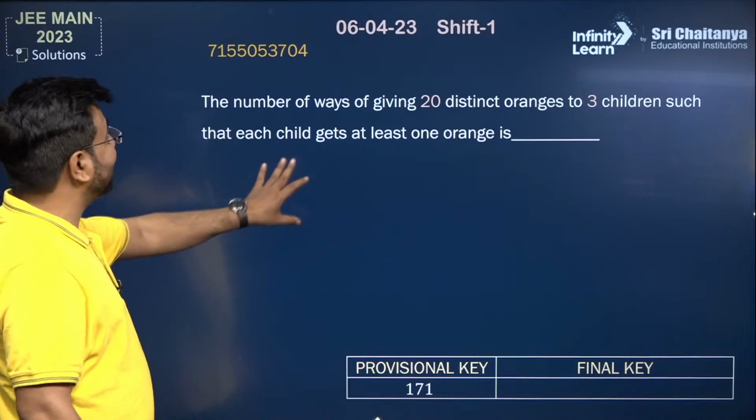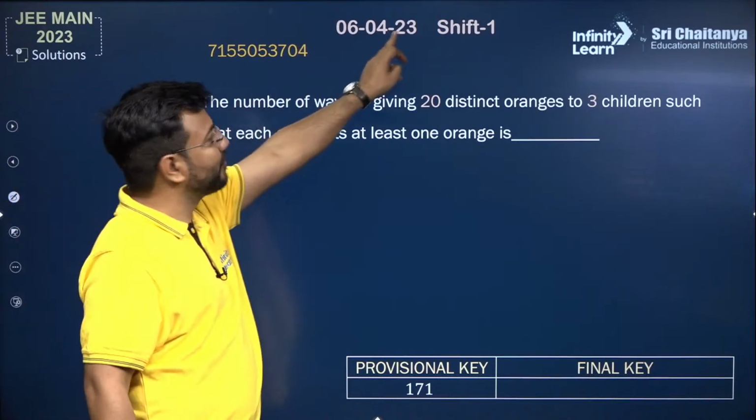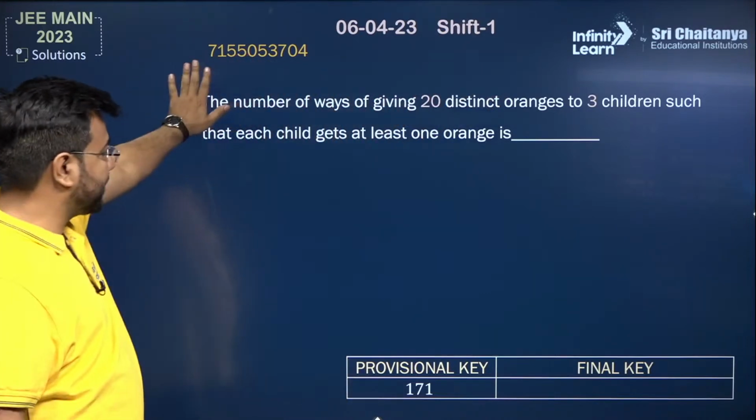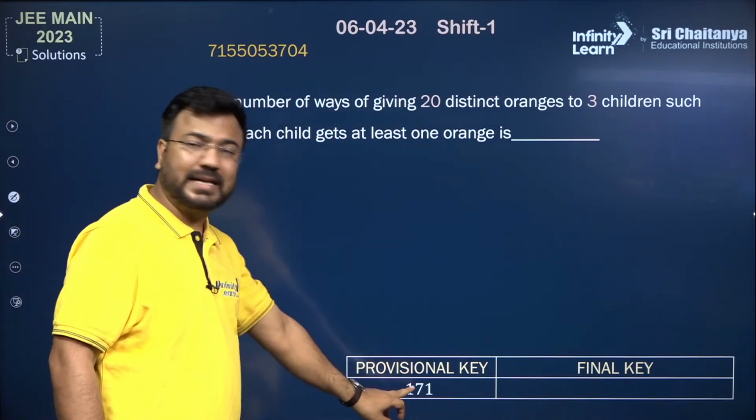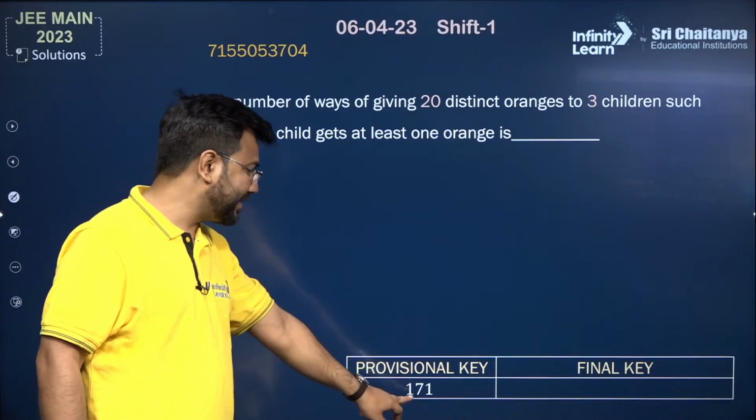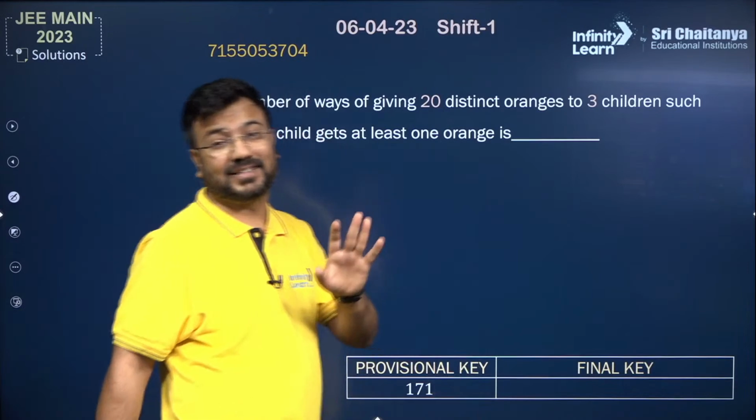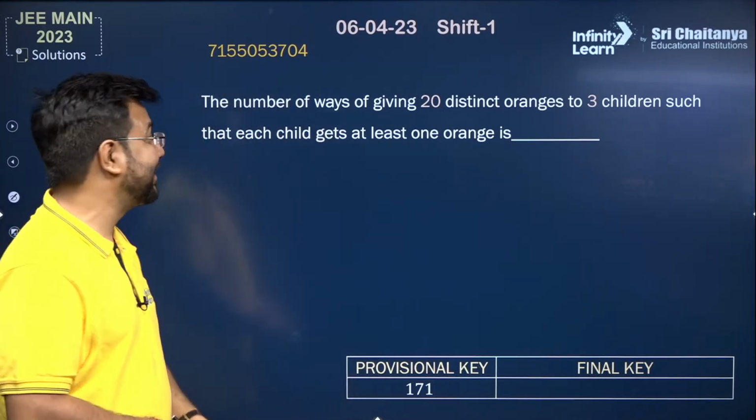Now there was a subjective question on 6th of April 23, from shift 1, and this was the question ID. The provisional answer key released by NTA has the answer 171, but according to us, the answer should be very large. And why should it be very large? I'll tell you the reason.